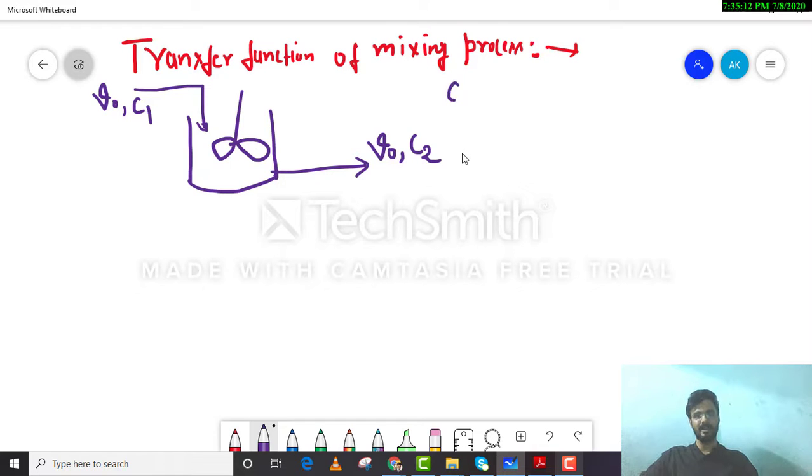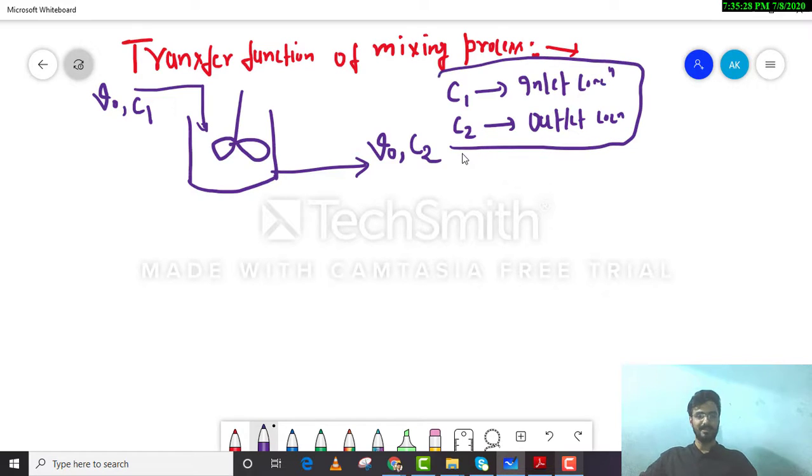So here I am writing the inlet concentration of the component that is going to enter the mixing tank, and C2, that is the outlet concentration. These two things you have to understand first. Now I am writing V naught, that is the volumetric flow rate of the component that is going to enter into the mixing tank.